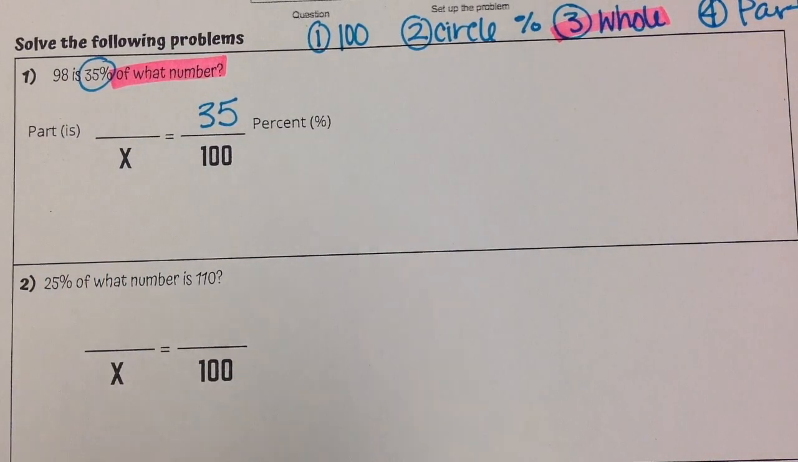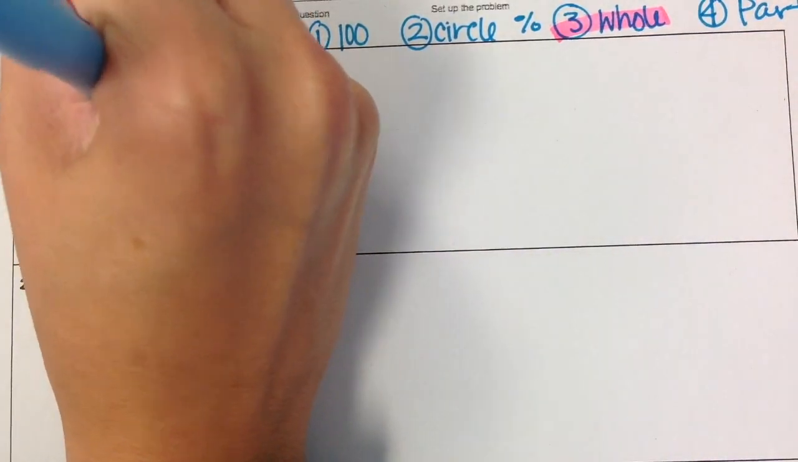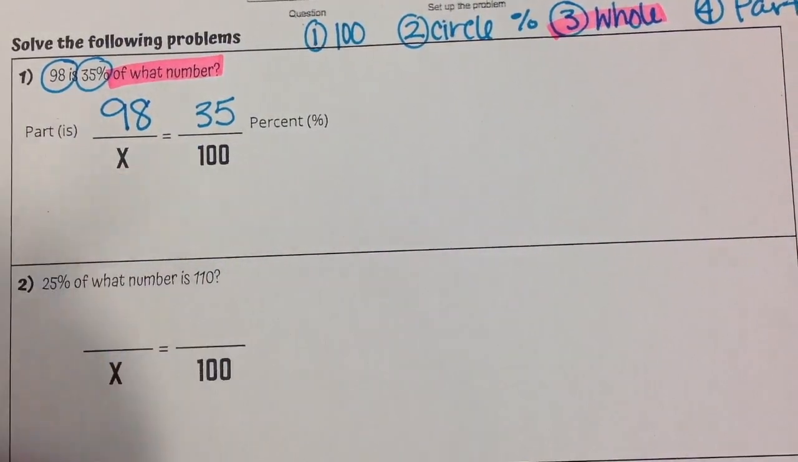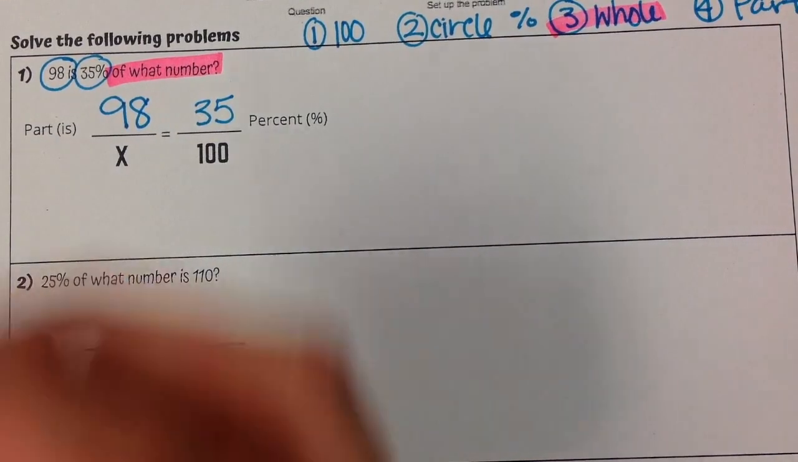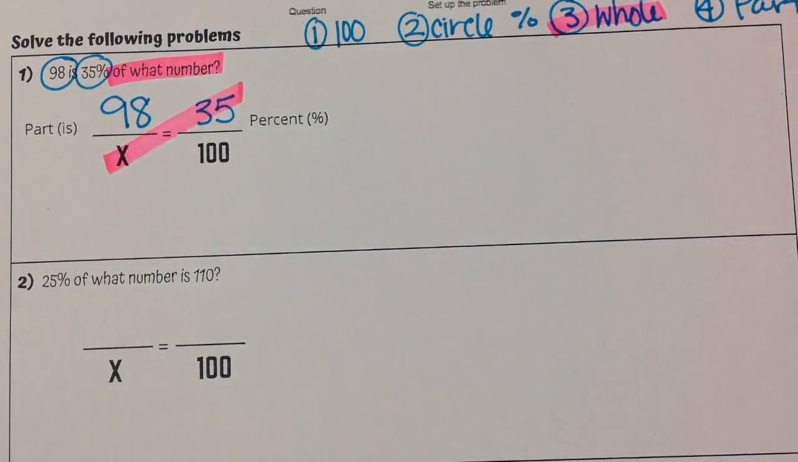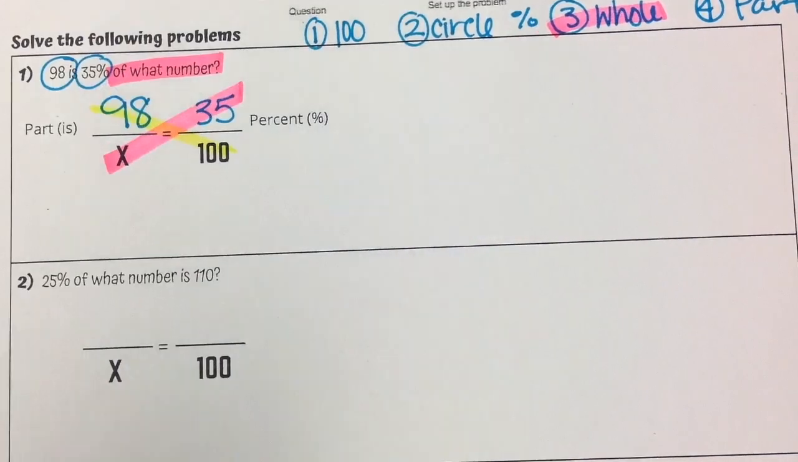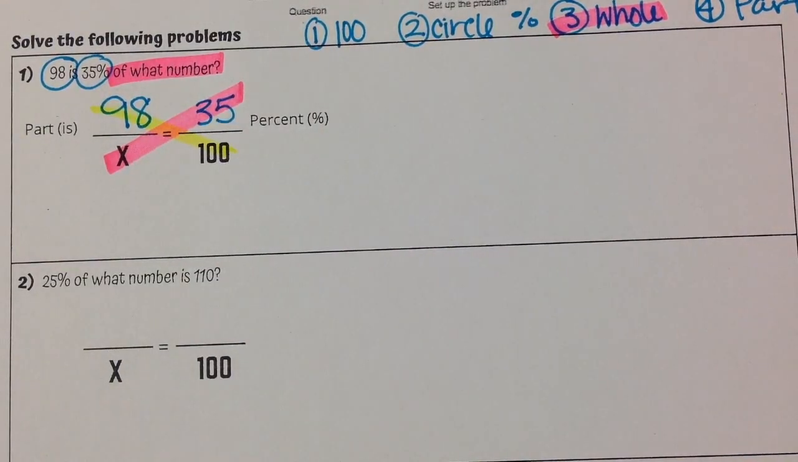And then the last part, circling the part, 98. 98 is, that is the part. We are solving for the whole. Every time we're solving for the whole. So I'm going to highlight these diagonals, and we're going to solve.